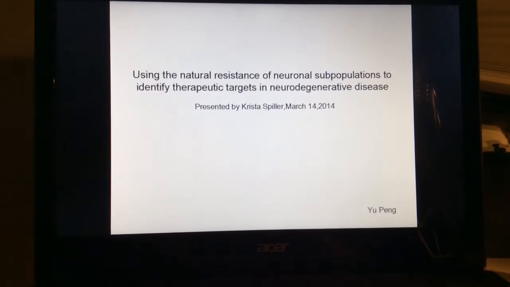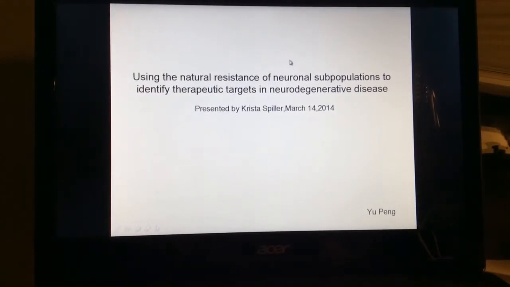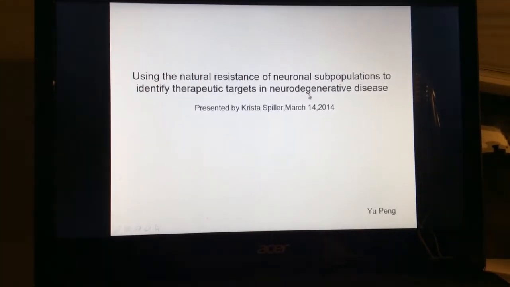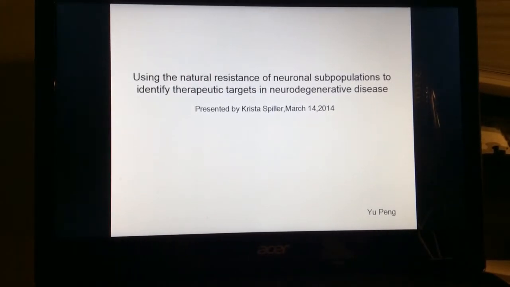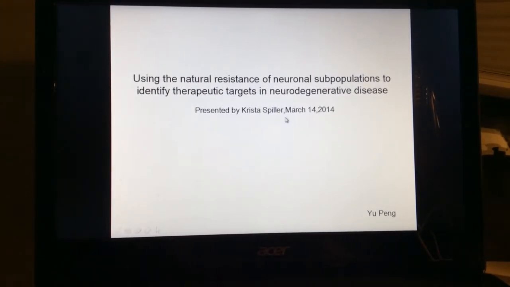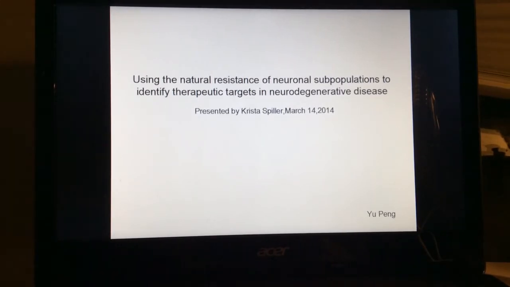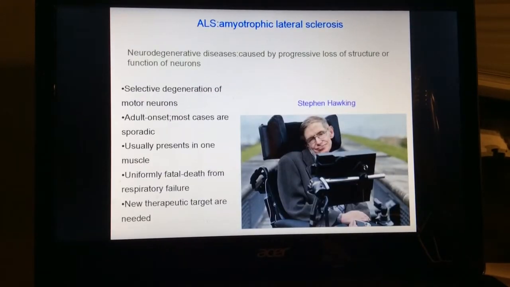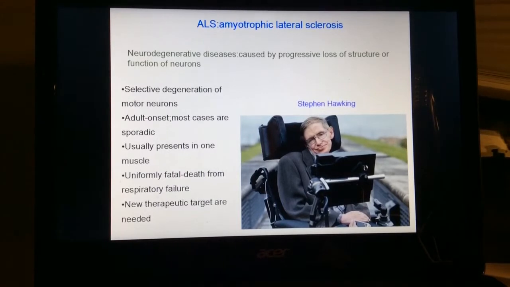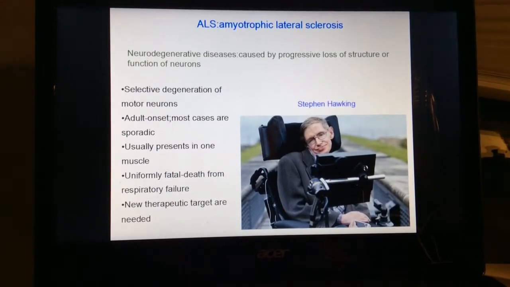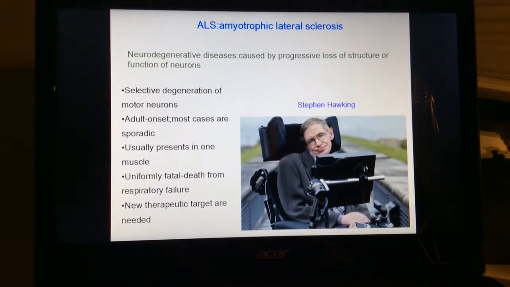The paper I present today is "Using the natural resistance of neuronal subpopulations to identify therapeutic targets in neurodegenerative disease," which was presented by Krista Pillar on March 14th, 2014. This paper is almost 300 pages long, so within this 10-minute presentation, I can only cover part of her research.